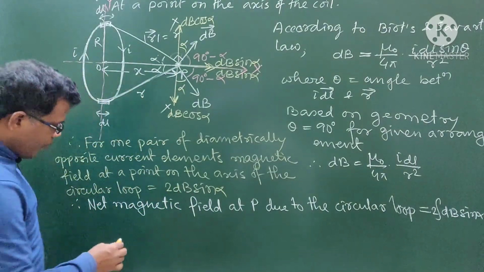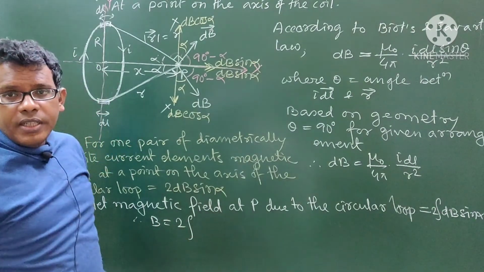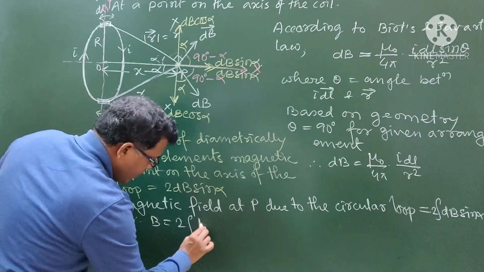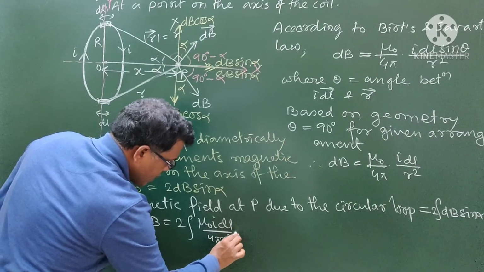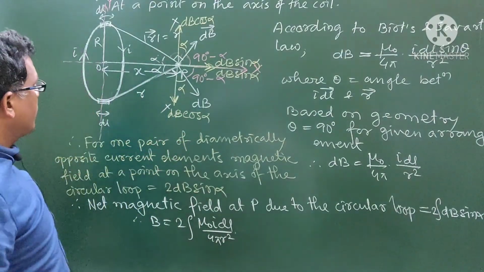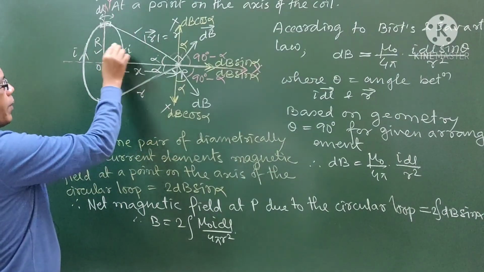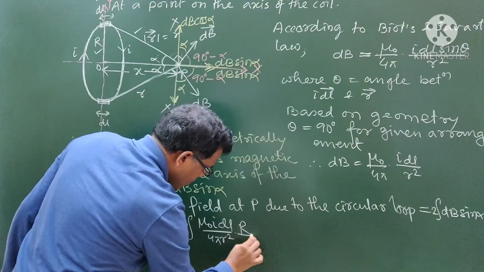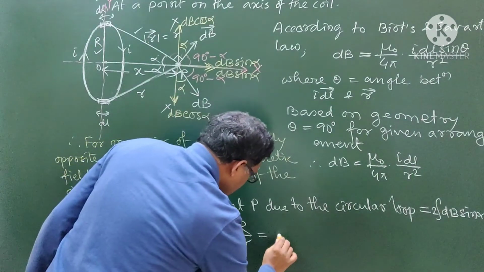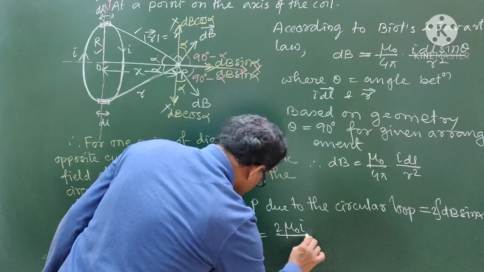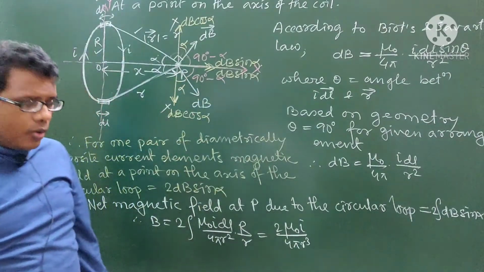Got my point? So therefore I can write net magnetic field will be 2 into integration of dB. So dB can be written as mu naught I dl by 4 pi r square, that into sin alpha. I can replace sin alpha in terms of small r. Sin alpha will be capital R by small r, perpendicular to hypotenuse. So it is capital R by small r. Small r being also a constant term, I can take 2 mu naught I by 4 pi r cube. These are all constants. I can take them out of the integration.